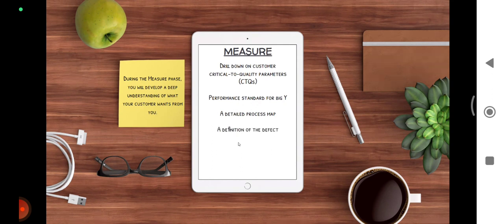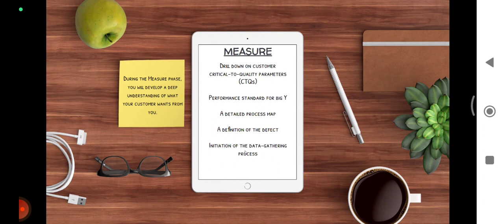What exactly is a defect? Simply put, a defect is a mistake. A defect is anything that will make the customer unhappy. So this definition of a defect should be the same for the external and internal customers. And in this case, a defect is going to be below the lower specification limit and above the upper specification limit.